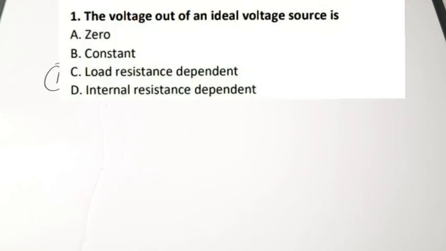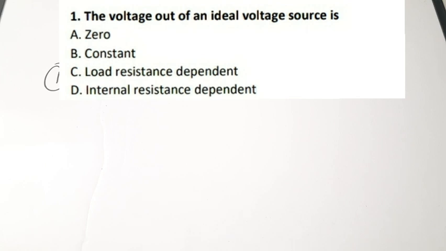These questions were from basic electronics. We are going to see the solutions one by one. You'll be seeing the questions on the board while I'm explaining the solution. So the first question is, the voltage out of an ideal voltage source is dash. A, 0. B, constant. C, load resistance dependent. D, internal resistance dependent. Generally in a practical case it will depend on the internal resistance and all, but for an ideal voltage source it has to be constant.